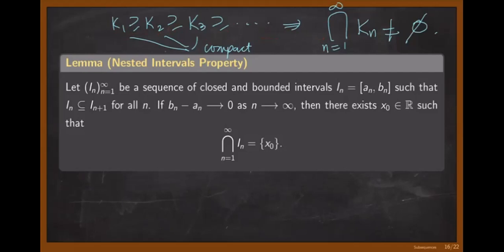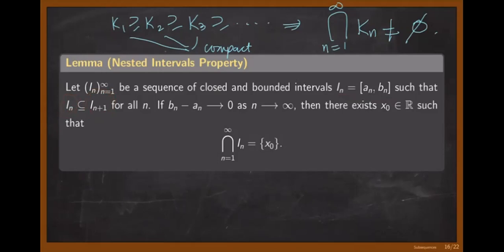Tingnan natin to. Why? In is a sequence of closed and bounded intervals. By the Heine-Borel theorem, closed and bounded actually means compact in the real number line. Ganito yung itsura ng closed and bounded na interval. May endpoints na an, may endpoint na bn. Gumagalaw yung n. N goes from 1 to infinity. So nag-iiba-iba yung mga endpoints na yan. Such that yung In ay nasa loob ng I(n+1).